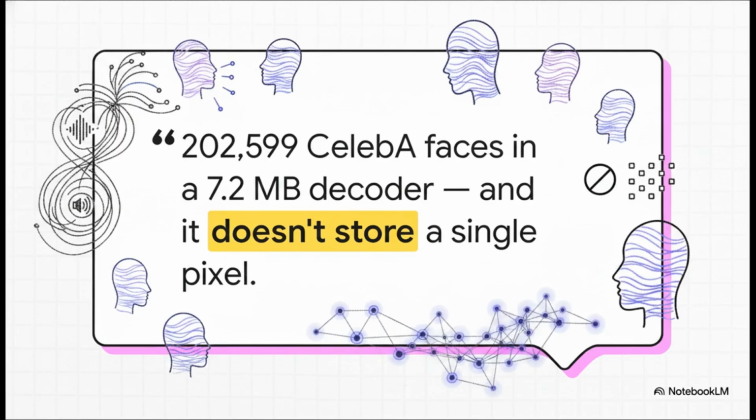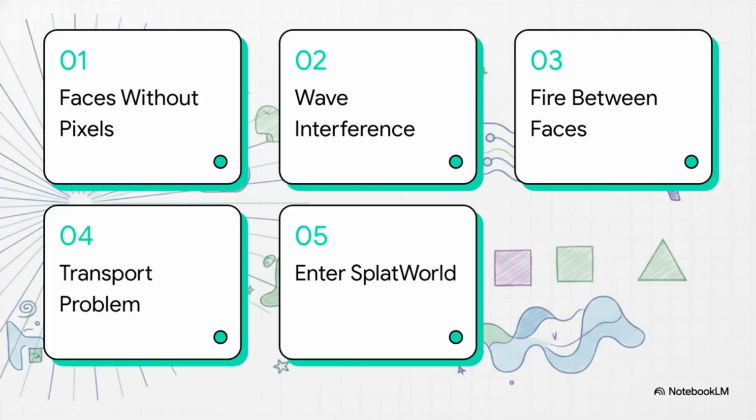And it accomplishes this using absolutely 0 pixels. There's no traditional image grid hiding in this code. It's doing something entirely different to bring these faces to life. So how exactly does this magic trick work? Well, our roadmap for today is pretty straightforward. We'll look at generating faces without pixels, drawing with wave interference, the chaotic fire between faces, the transport problem, and finally, how you can enter SplatWorld yourself.